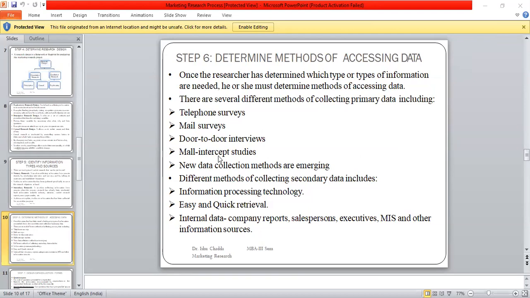And if you are going through the secondary data, that means you have information processing technology. From the internet you can see any sort of information, easy and quick retrieval, or you can use internal data, that is company reports, you can ask salespersons, executives, management information system, and other information sources.